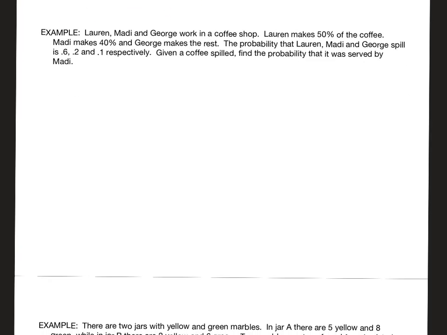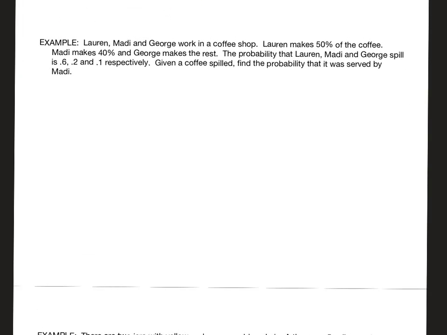Okay, so now let's take a look at this example. So we've got Lauren, Maddie, and George that work in a coffee shop. Lauren makes 50% of the coffee, Maddie makes 40%, and George makes the rest. Okay, so let's sort of divvy this up. We've got Lauren, Maddie, and George. It says that Lauren makes 50%, Maddie makes 40%, and if George is going to make the rest, that has to be 10% because altogether they make 100% of the coffee.